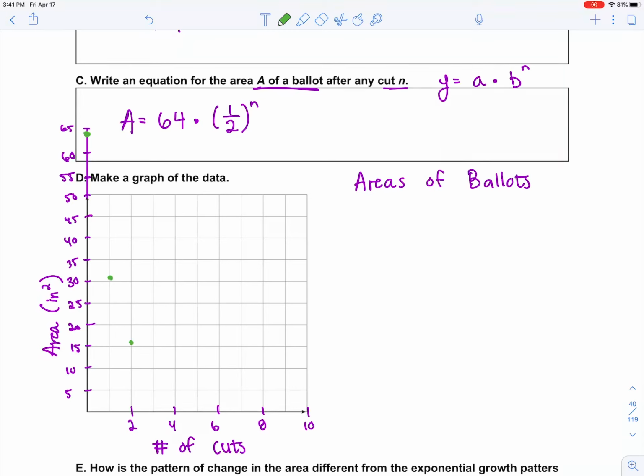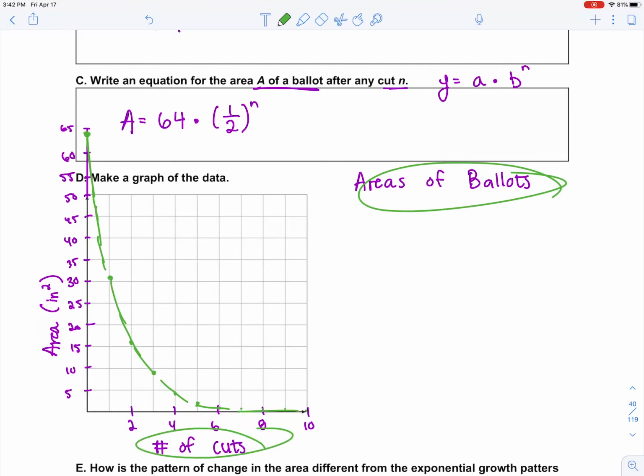There we go. And then at 3 cuts, we are at 8. 4 cuts, we are at 4. 5 cuts, we are at 2. 6 cuts, we are at 1. And then we get closer and closer to 0, which you will learn probably in your pre-calculus classes in high school. Then we draw a nice sketch of the graph, and there it is. So remember, you need a title, you need to label your axes, and then of course you need to plot your data.